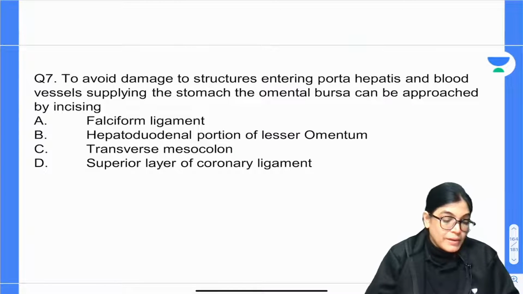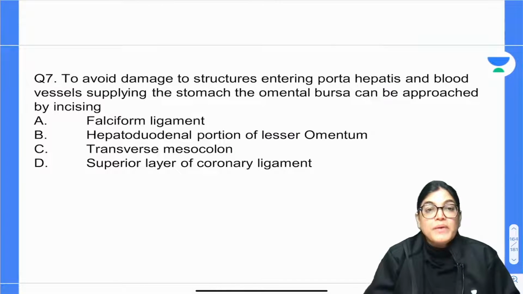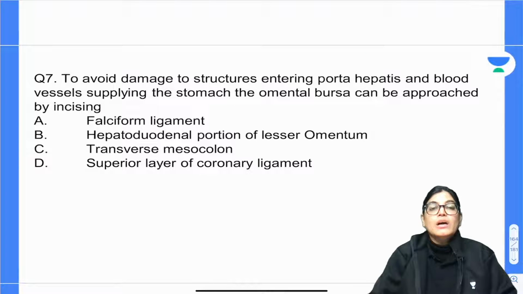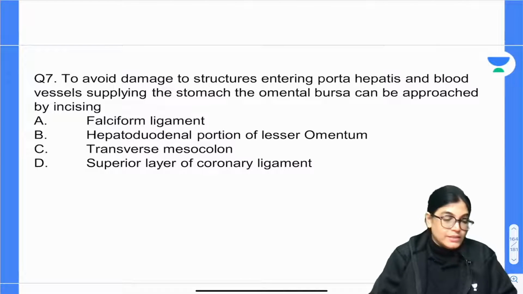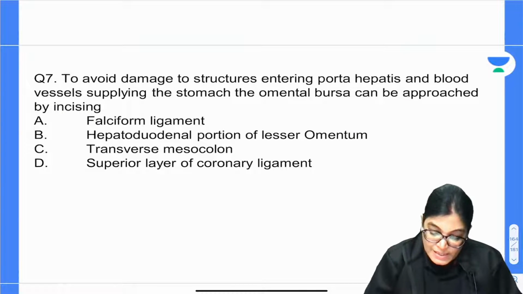So how are we going to reach the omental bursa without disturbing any of the structures of the porta hepatis region and the blood supply of the stomach?